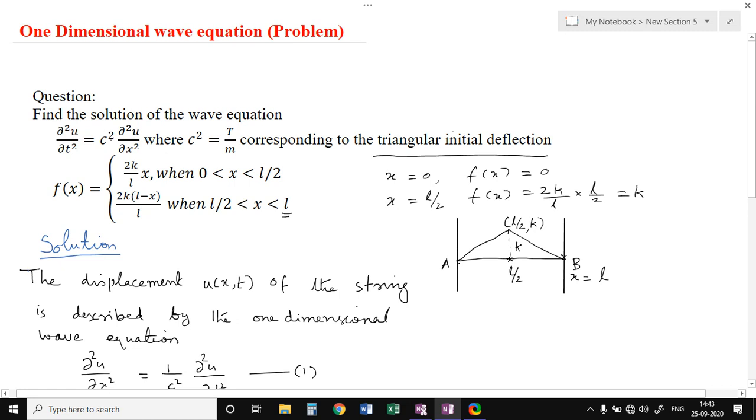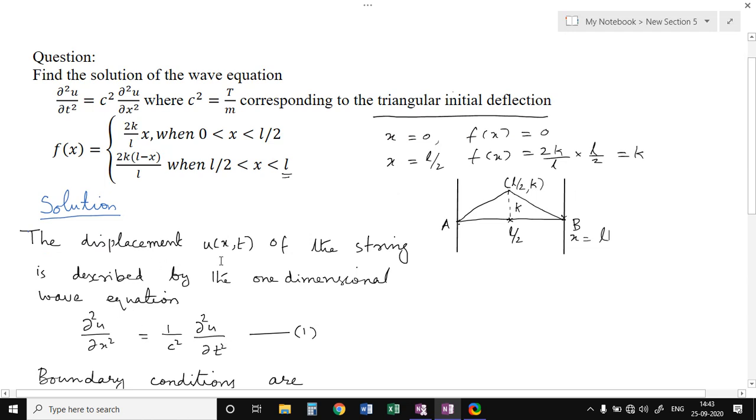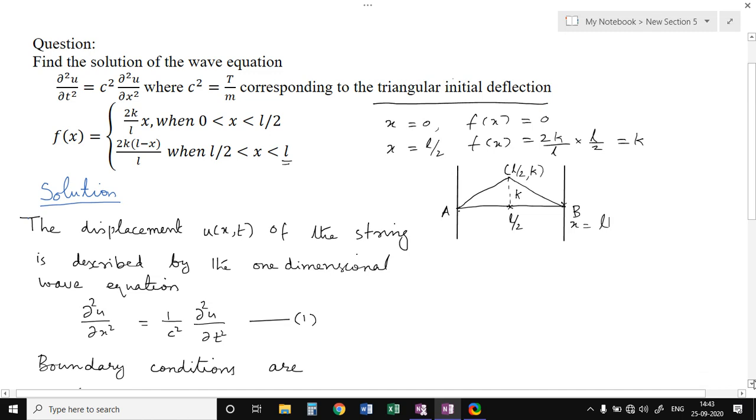Now we will find the solution of this equation with this initial condition. For that I have written the wave equation here. The displacement of the string is described by the one-dimensional wave equation, which is the first equation. Boundary conditions mean the displacement at the points A and B. We can write it as u(0,t) equal to 0 at this point, and u(L,t) also equal to 0 at the point L. So they are the boundary conditions.